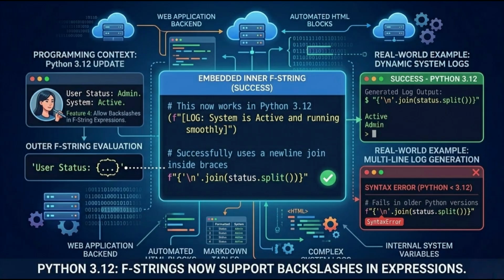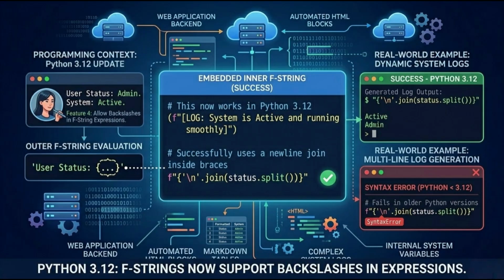Our fourth feature upgrade is a massive quality of life win. Backslashes are now fully allowed within f-string expressions. In older versions, typing a backslash character, like a new line escape sequence, inside the curly braces triggered a syntax error. Python 3.12 cleanly resolves this limitation.